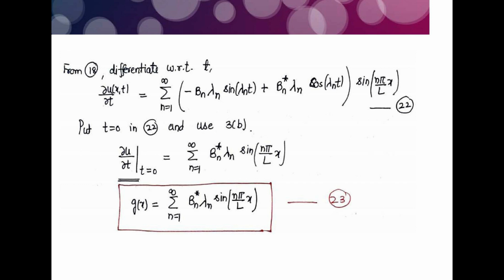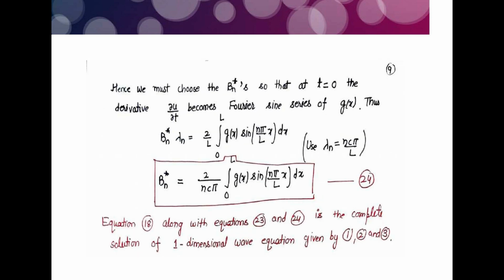Now we must choose these capital Bn stars such that equation number 23 is satisfied. We have to find out the Bn stars like this. Now this function g is again defined from 0 to L. Here we again use the Fourier series, that is half range expansion, and now we say that we must choose these capital Bn stars so that at time t equal to 0 the derivative of u with respect to t becomes the Fourier sine series of g of x.